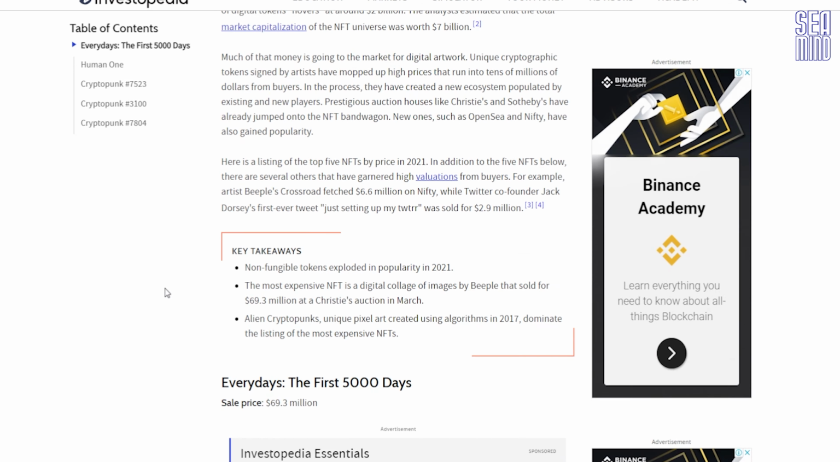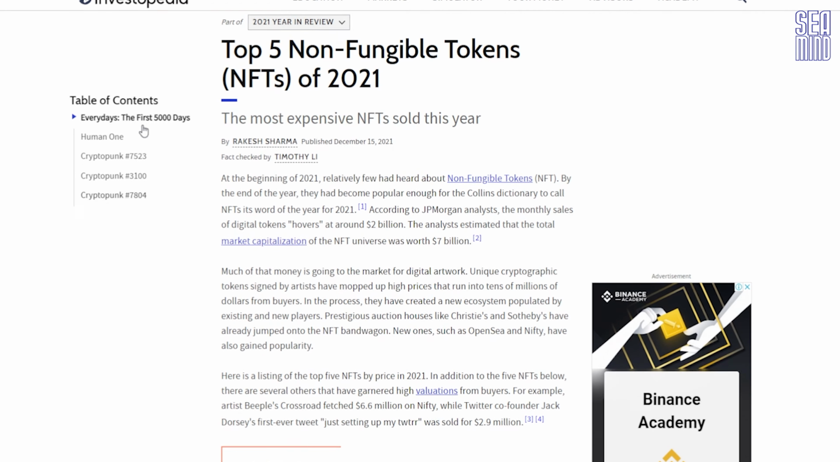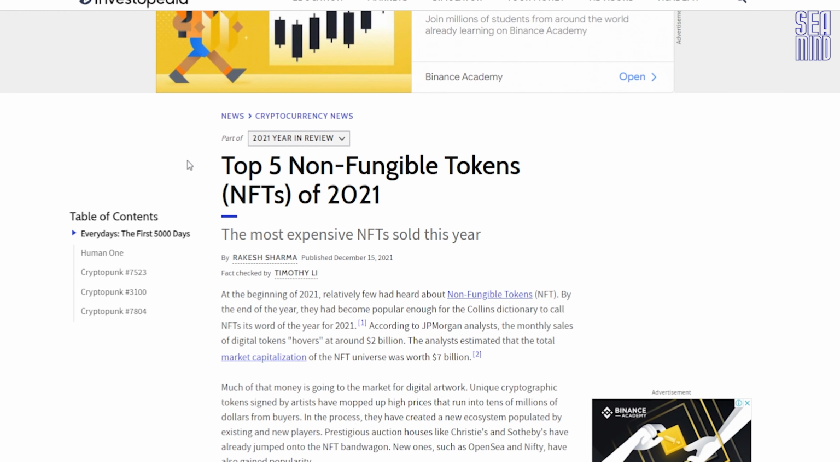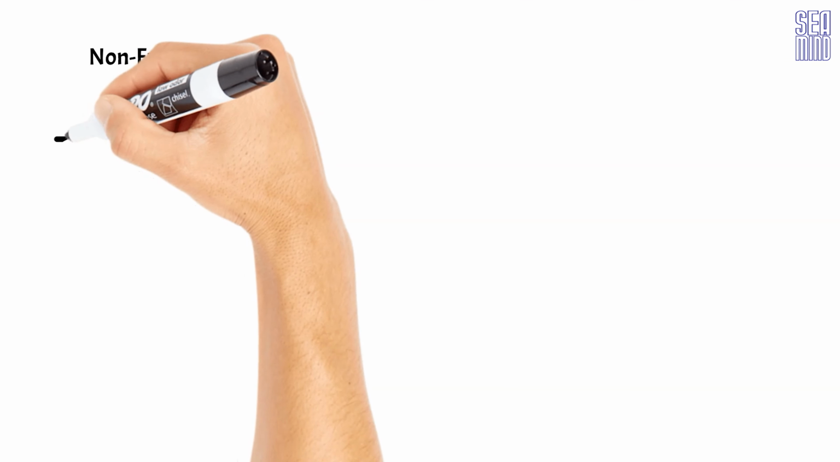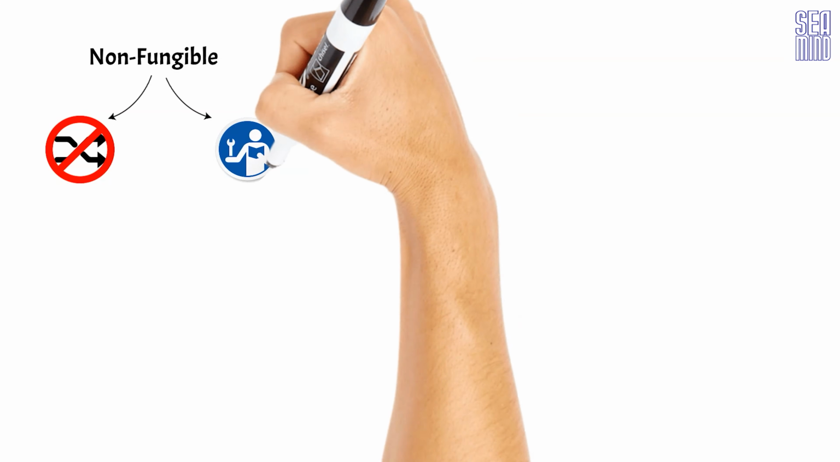Now, before I talk about how you can create your own NFTs from scratch without money, let's quickly go over what they are and why they're so valuable in the first place. So, NFT stands for non-fungible token. Let's pull the definition here from Investopedia. It says that non-fungible tokens are cryptographic assets on the blockchain with unique identification codes and metadata that distinguish them from each other. Now, unlike cryptocurrencies, they cannot be traded or exchanged.